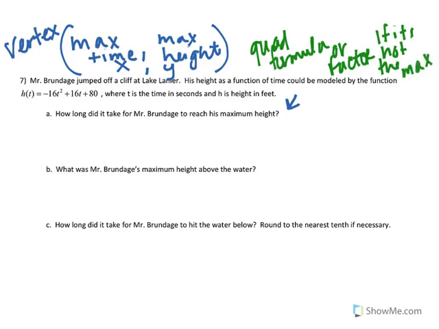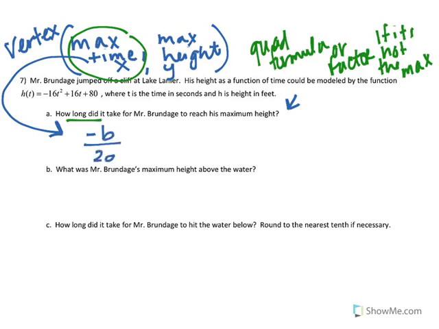So the first question it's asking you is, how long did it take for Mr. Brundage to reach his maximum height? Okay, so that's definitely asking us about maximum. But it says maximum height, but it's really not asking you for the height, it's asking you for the time because it says how long. So you're going to use the vertex x.